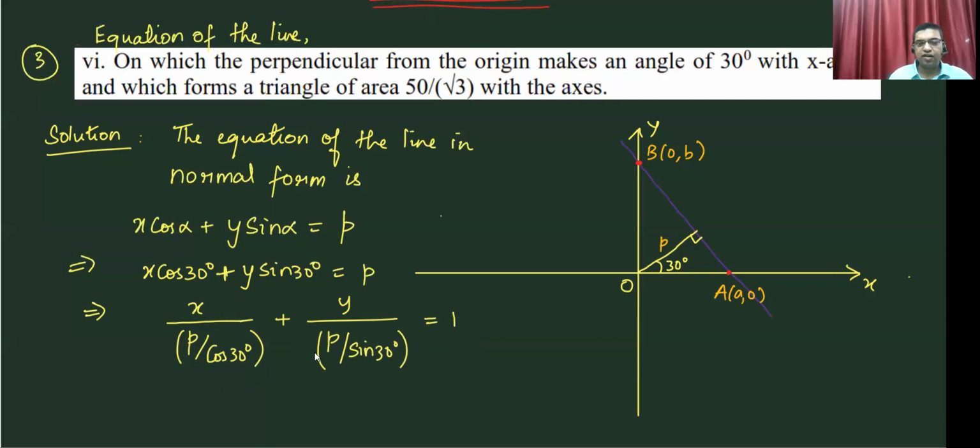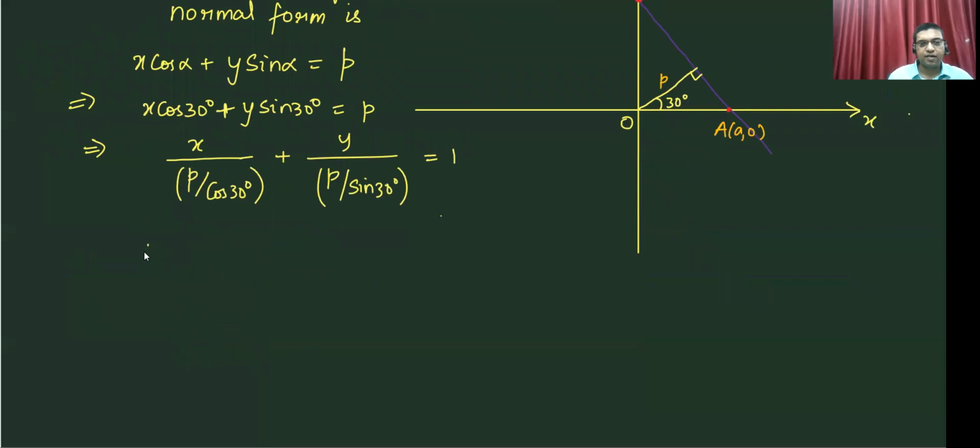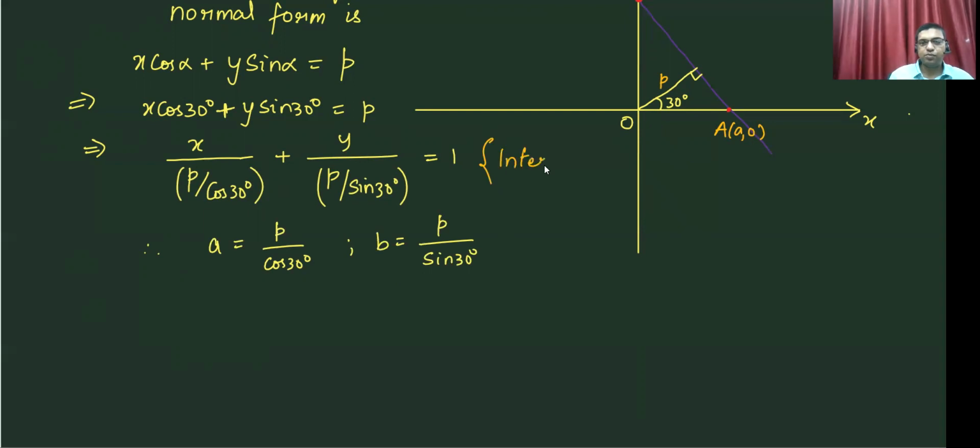What is this equal to? A. All right. From here, you can see this is A. A is p by cos 30 and B is p by sin 30. X by A plus y by B equal to 1. Comparing with, this is what form? Intercept form. This is intercept form. Double intercept form. All right.